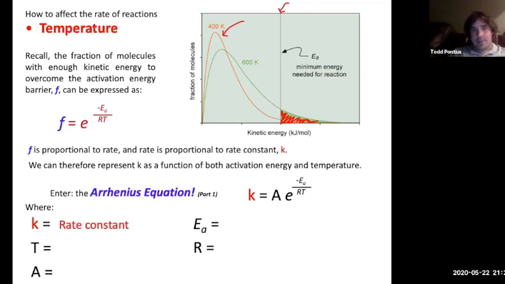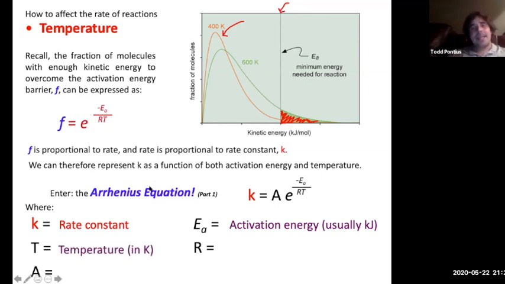E sub A, also an old friend, is the activation energy. Usually activation energy is reported in kilojoules because it gives us a more user-friendly unit for reporting these numbers. T is our temperature in Kelvin, very, very important. Always plug in Kelvin. R is our gas constant. If you plug in kilojoules, you want to use 0.008314 kilojoules per mole Kelvin. If you use joules for activation energy, 8.314 joules per mole Kelvin. Either works, just make sure you're consistent with your units.